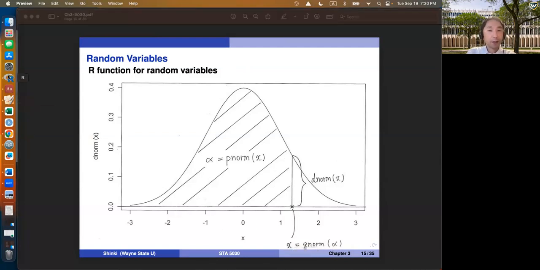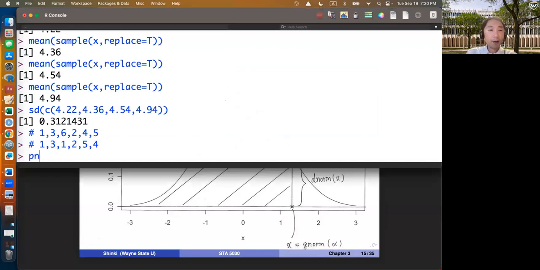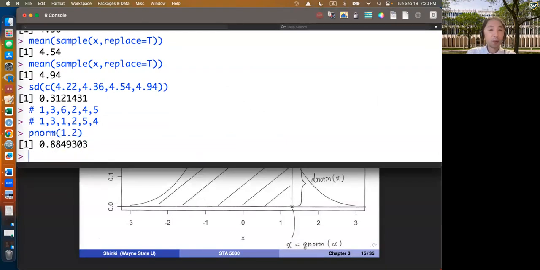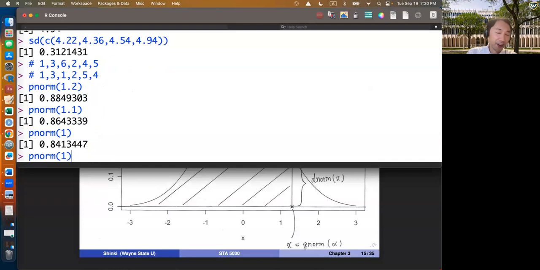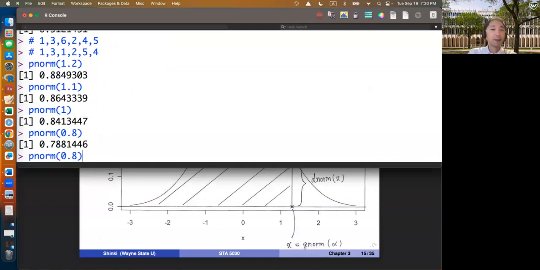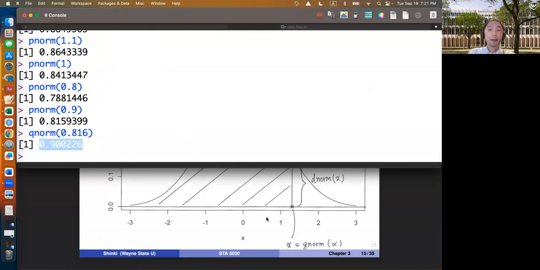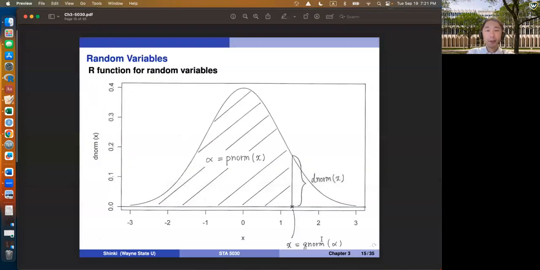That's just approximate. Actually, pnorm of 1.2 is 0.884. Maybe try 0.9: pnorm of 0.9 is about 0.816. And qnorm of 0.816 becomes about 0.9. So qnorm is the inverse. If you give an area, then you can get the threshold.